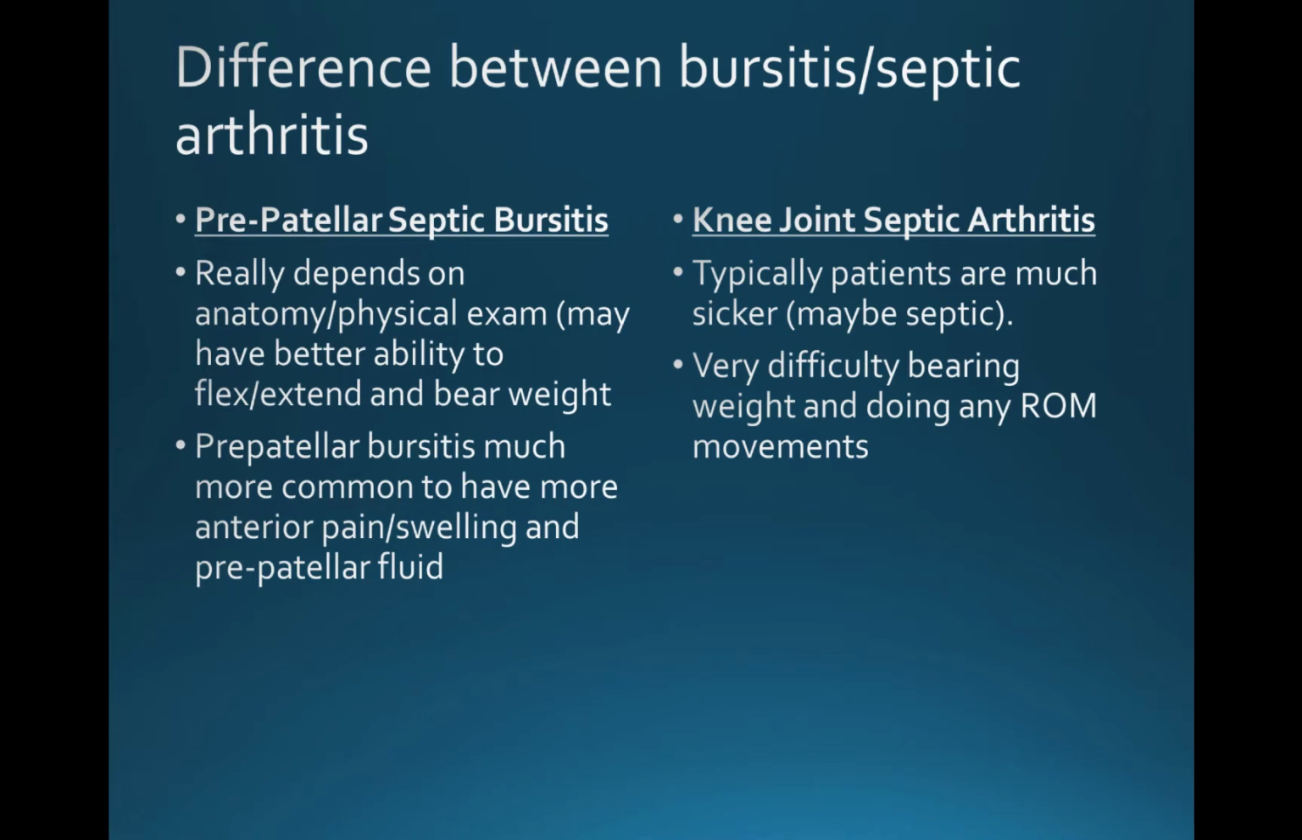Whereas your knee joint septic arthritis, that's where your patients are typically going to be much sicker. They might be septic, and they rarely have any ability to bear weight, and they really can't do any range of motion movements. The knee septic arthritis patient is usually sicker. A lot of times they'll have a fever, they'll have more systemic signs and symptoms, and the big thing is they are really just unable to move the knee. Whereas a lot of the people that I've seen with prepatellar bursitis still have the ability to flex and extend the knee, but they just have a lot more of that anterior knee pain.